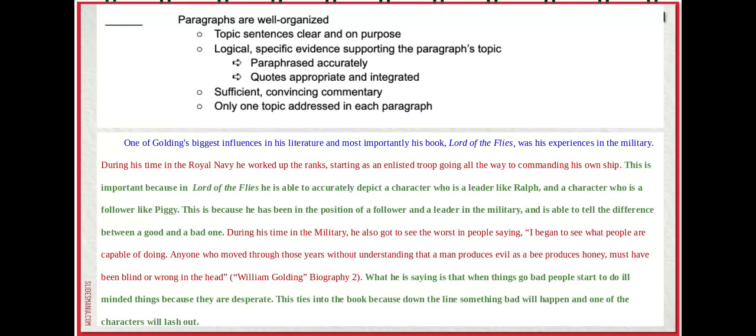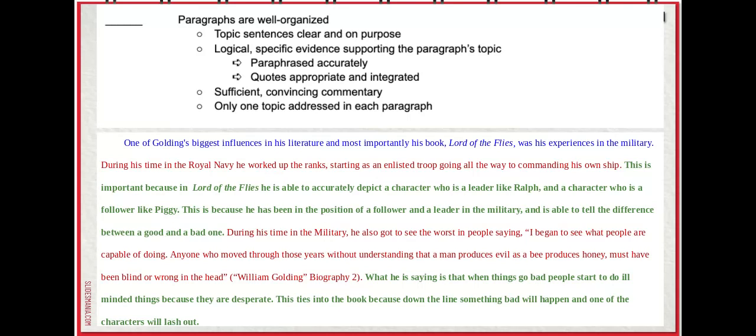It goes on. During his time in the military, he also got to see the worst in people, saying, "I began to see what people are capable of doing. Anyone who moved through those years without understanding that a man produces evil as a bee produces honey must have been blind or wrong in the head." What he is saying is that when things go bad, people start to do ill-minded things because they are desperate. This ties into the book because down the line, something bad will happen and one of the characters will lash out.